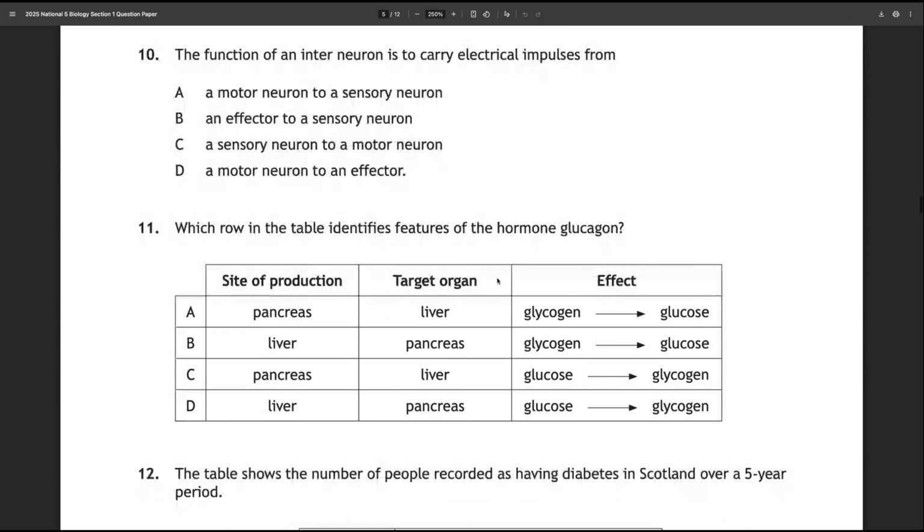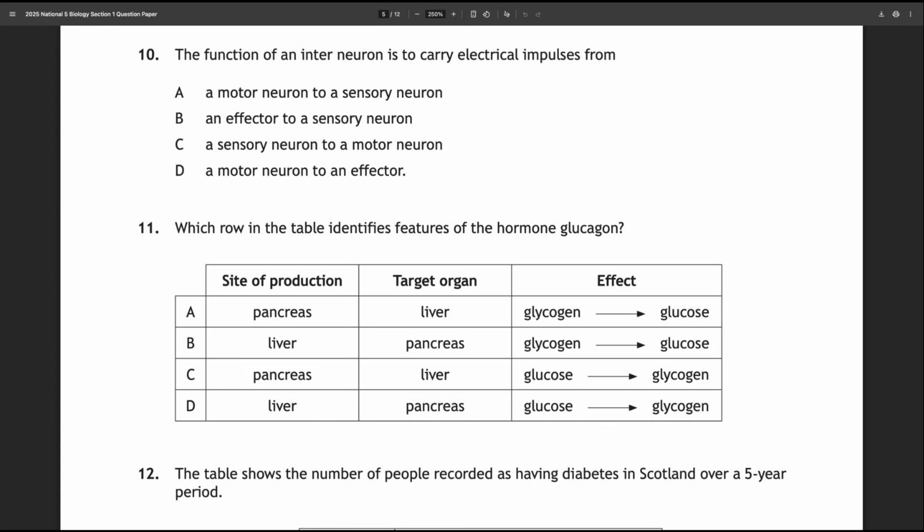Question 10. The function of an interneuron is to carry electrical impulses from. So the interneuron, if you remember the acronym SIM, sensory, inter, motor. If you remember your SIM card in your phone, that will help you remember that one. Interneuron's in the middle. Okay, so therefore it's going to be connecting the sensory to the motor neuron. And if we look at the options, it's C is the only one that makes sense there. SIM, sensory, inter, motor. So the interneuron will connect the sensory to the motor neuron.